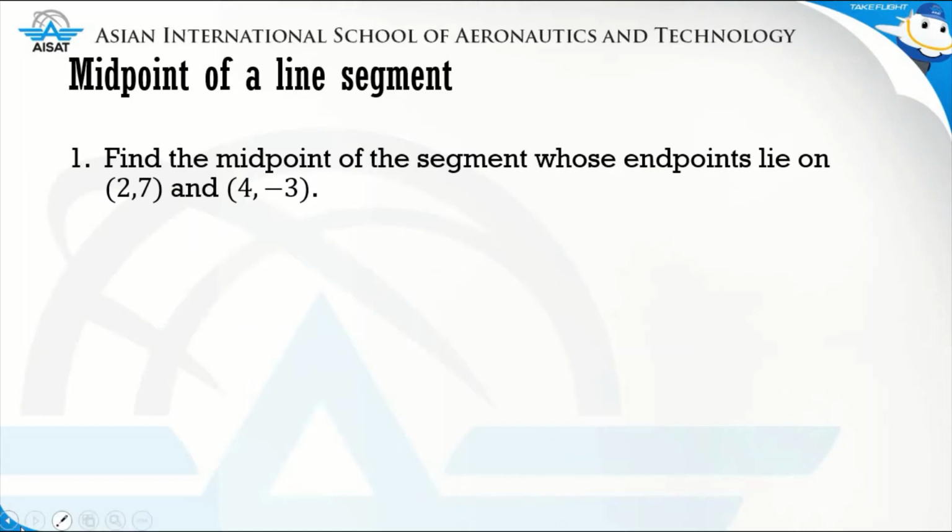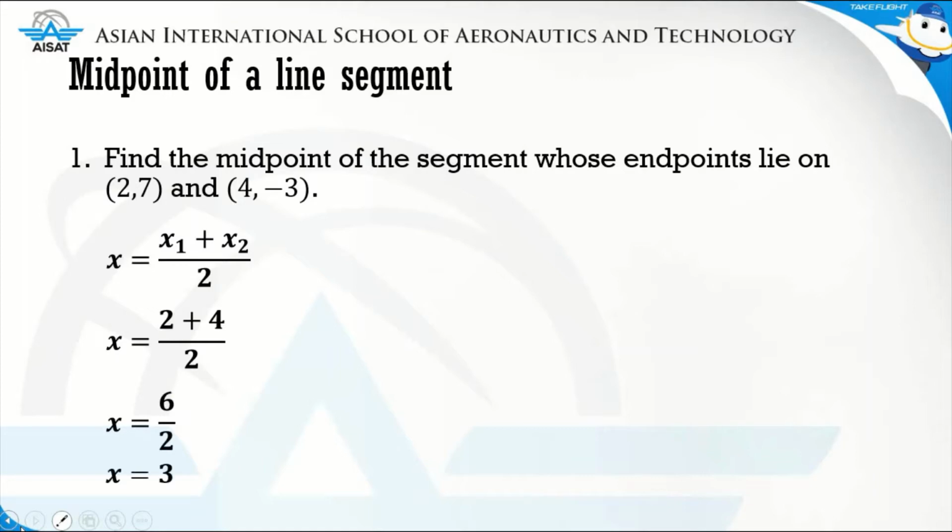Since we already have the values for p sub 1 and p sub 2, we can just directly substitute it to our given formula. So for the x value of the midpoint, we'll have x sub 1 plus x sub 2 over 2. So substitute the values for x sub 1 and x sub 2, and that will be 2 plus 4 over 2. Simplify the numerator, that gives you 6, divided by 2, that gives you 3.